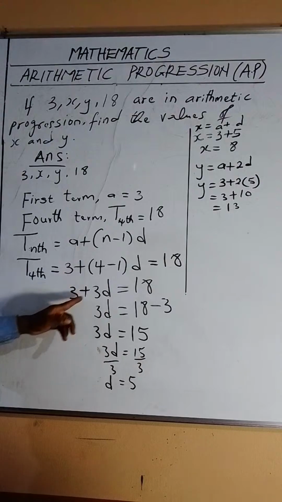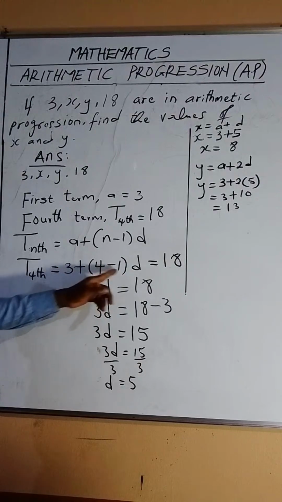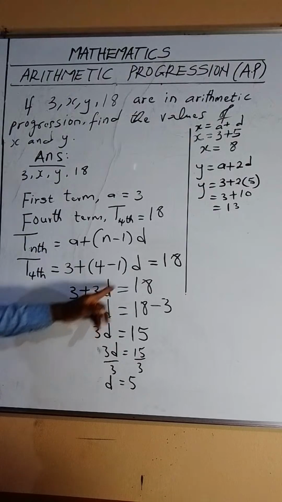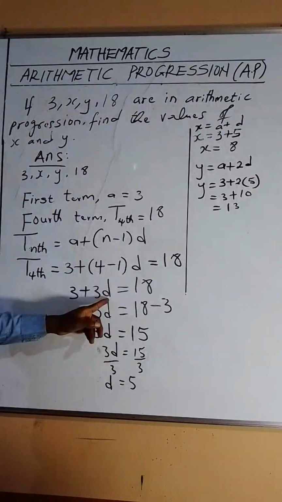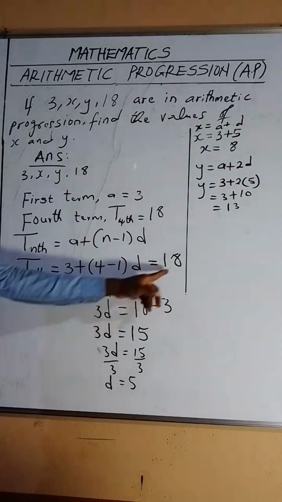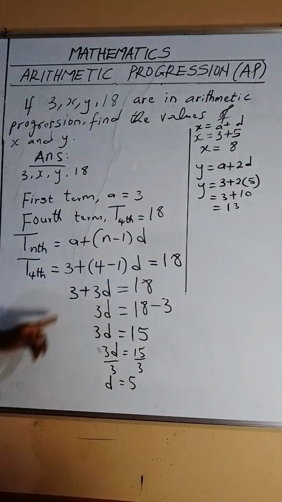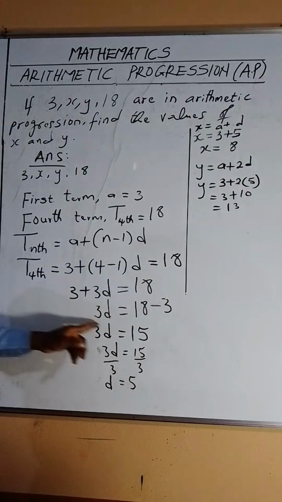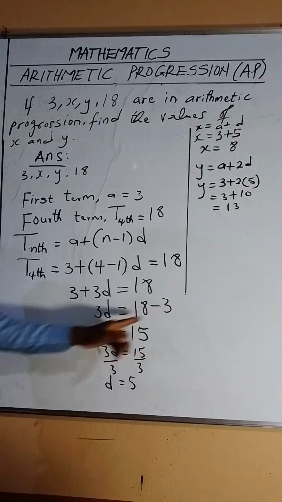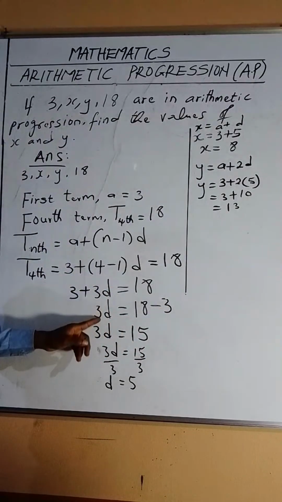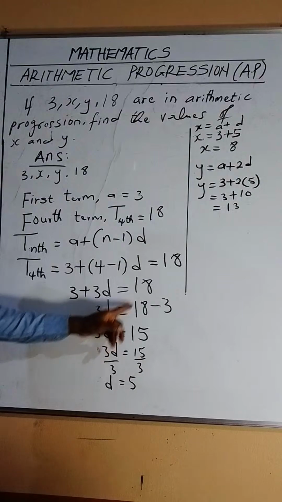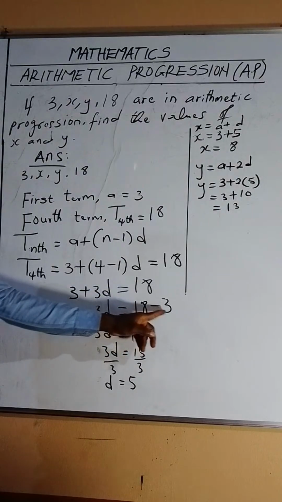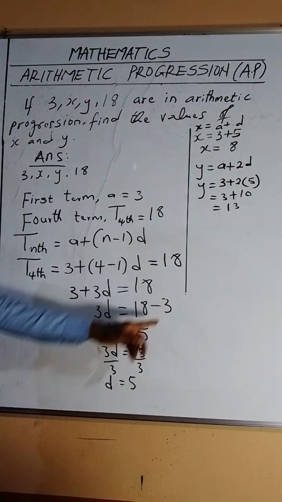So here we have 3 plus 4 minus 1 is 3. Then multiplied by d, that's 3d, equals 18. Then we can transfer this 3 to the right hand side. So that leaves us with 3d equals 18 minus 3. 18 minus 3 is 15.